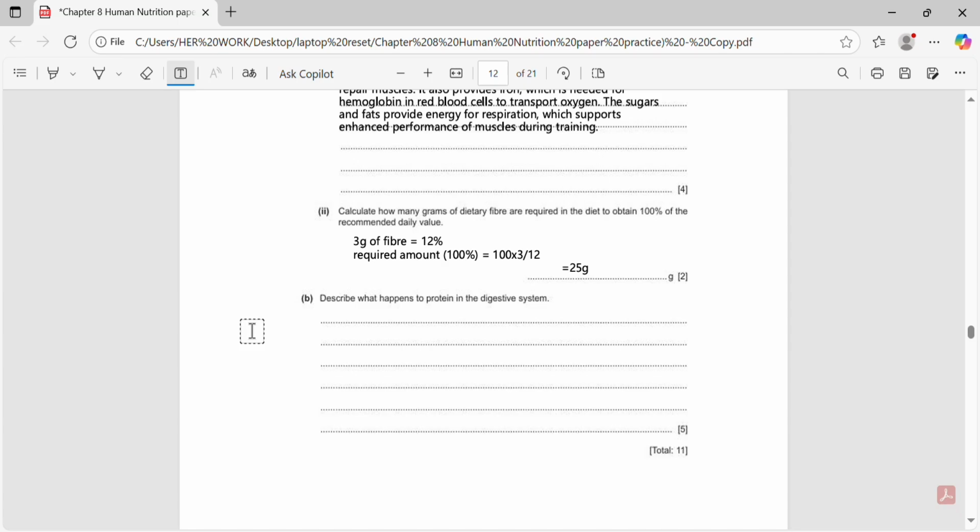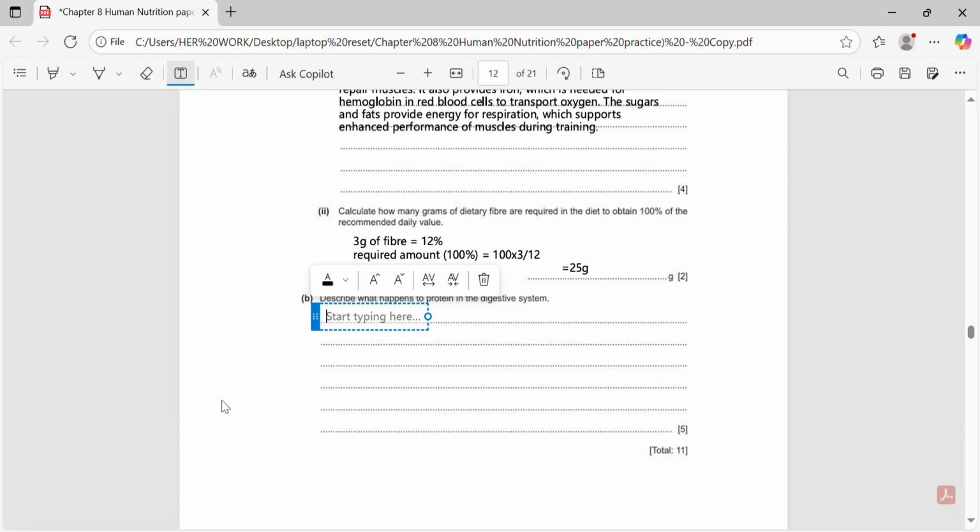Now moving to the next question, another theory question. Describe what happens to protein in the digestive system. In this part, we describe how proteins are digested and where it happens. The enzymes involved include pepsin in the stomach and trypsin in the small intestine. The process starts with proteins being broken down into smaller peptides, and then further into amino acids. These amino acids are absorbed into the bloodstream and used by the body for growth and repair.